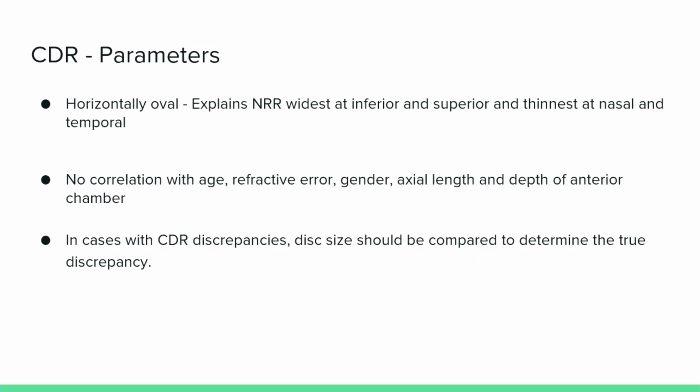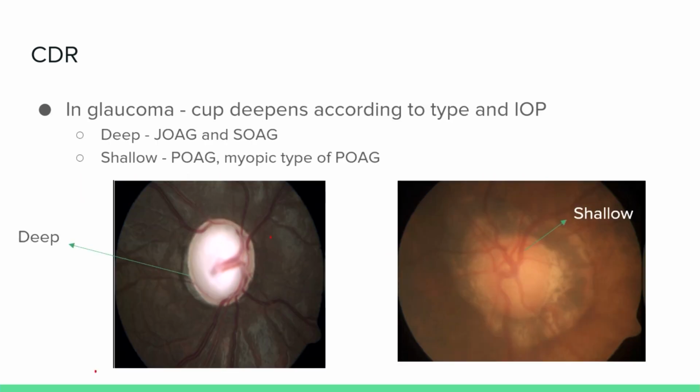Now, parameters affecting this cup disc ratio. There is no correlation with age, refractive error, gender, axial length, and depth of anterior chamber. In cases with cup disc ratio discrepancy, disc size should be compared to determine the true discrepancy. Now, in glaucoma, the cup deepens according to type and the intraocular pressure. Deep cup is seen in juvenile open angle glaucoma and secondary open angle glaucoma.